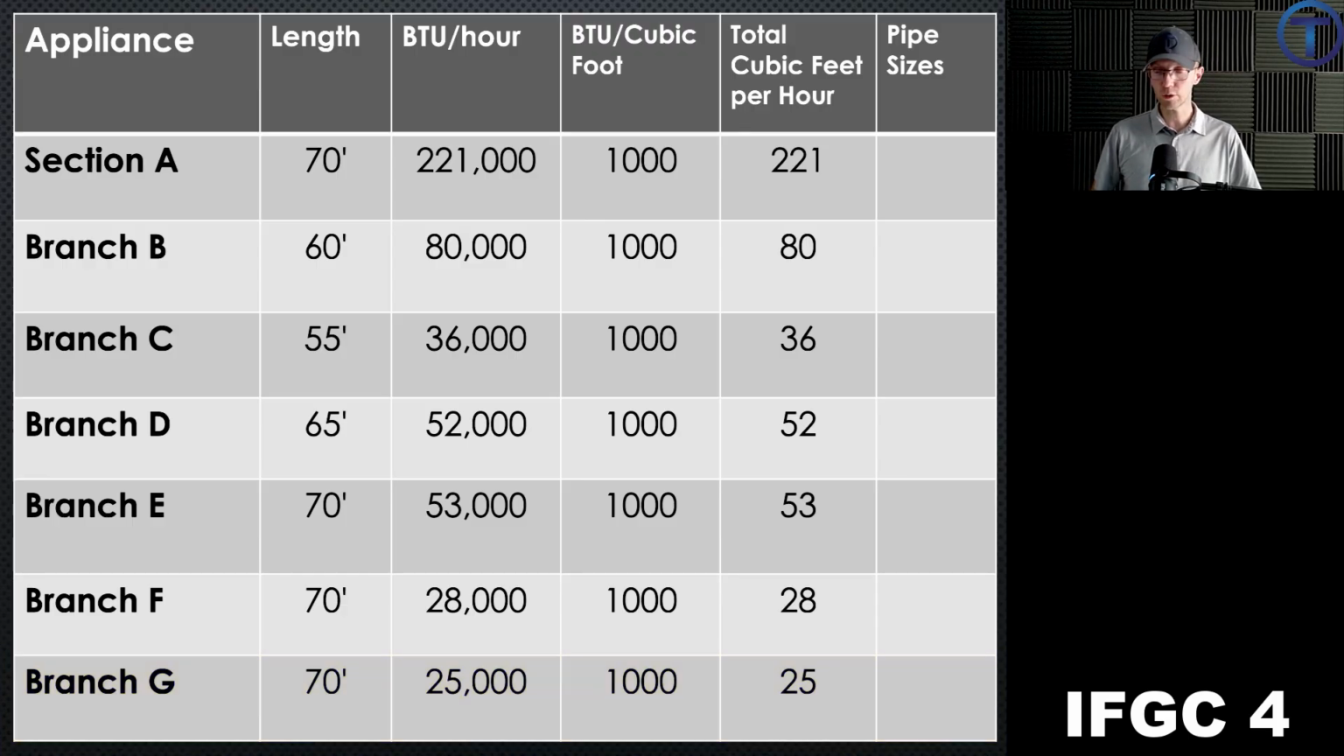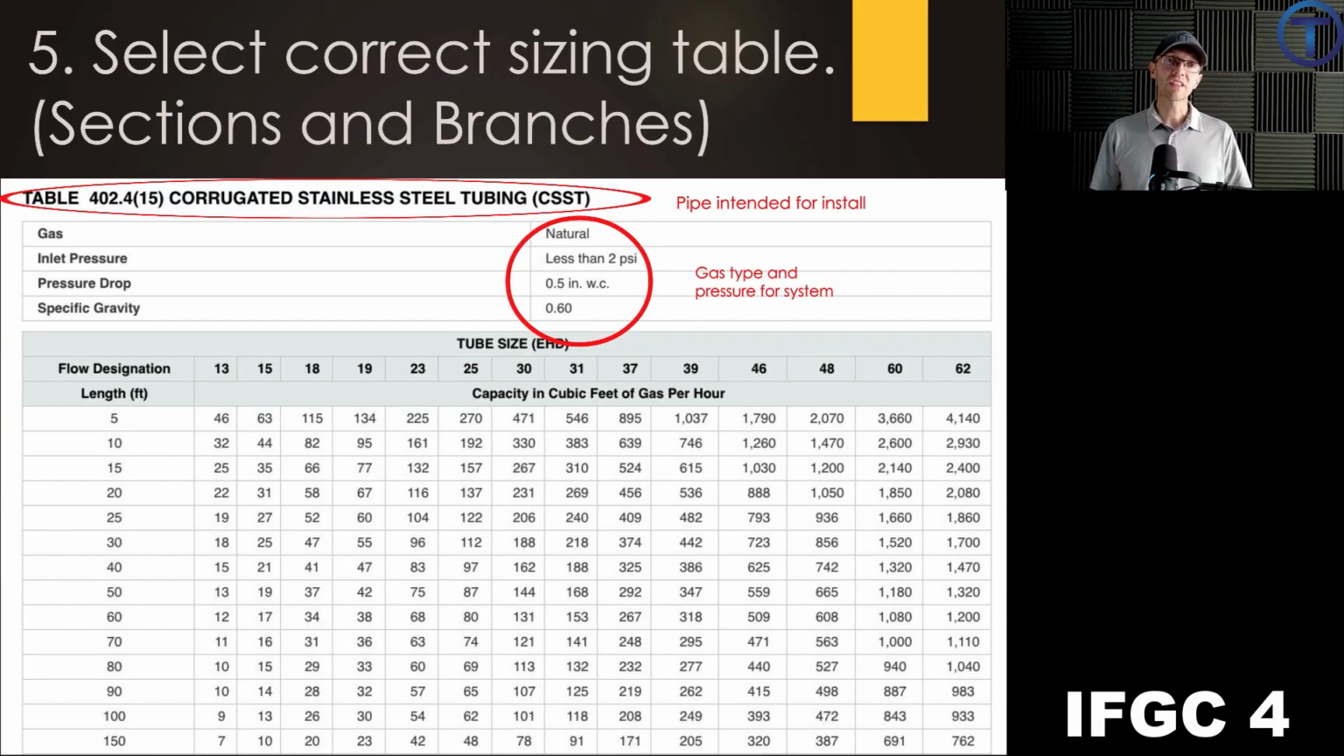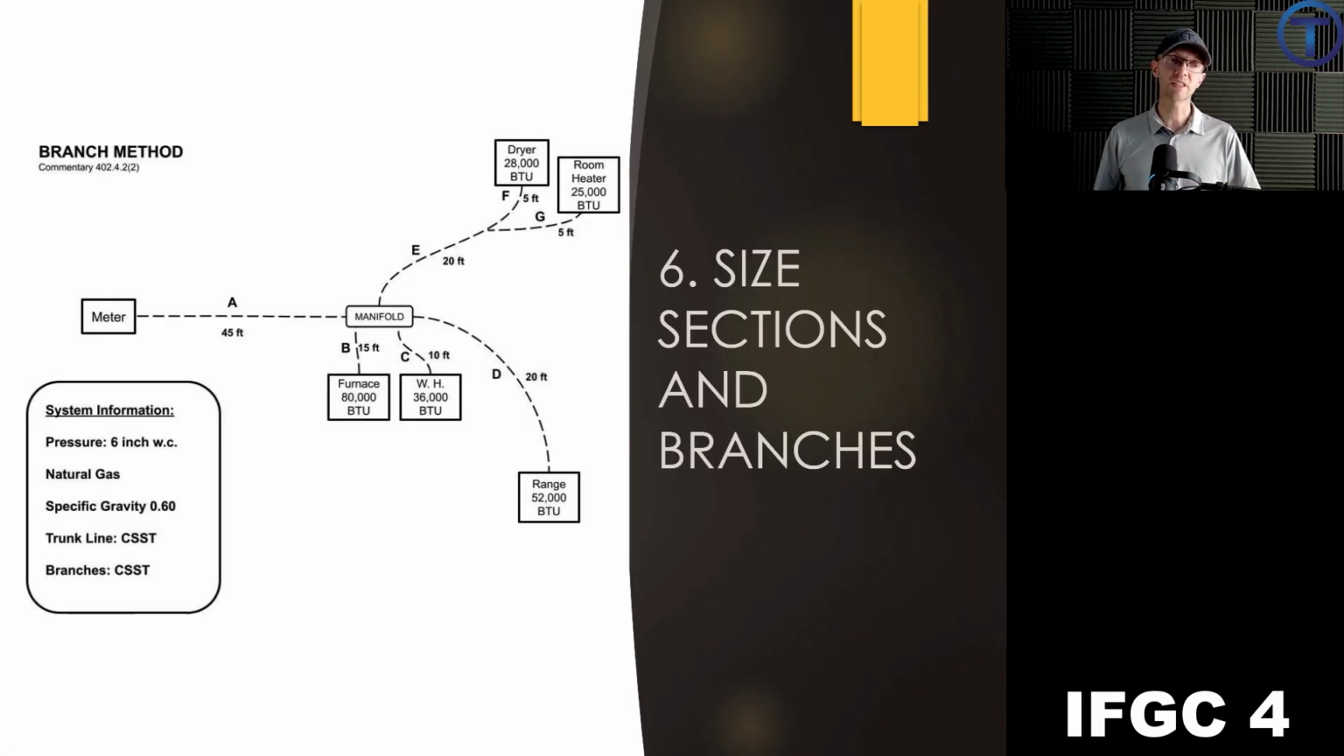We are ready to do some sizing. We'll want to make sure to select the correct table. We know we are using corrugated stainless steel tubing, so we go to that table, verify our pressure and gas type, and we know we're using table 15. So we are ready to size the section and branches.